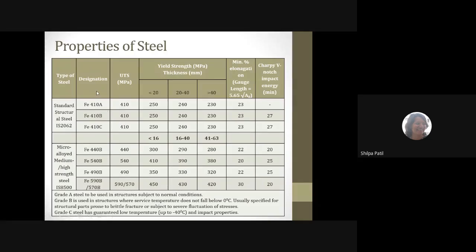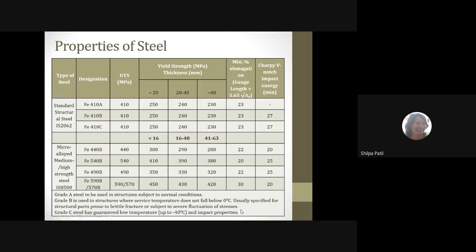Okay, so designation is always used as Fe410, and Fe410 means its ultimate strength is 410 and yield strength is 250. Now there are again three different grades A, B, C. So what is the meaning of A, B, C? These are given at the bottom of the table. Grade A steel is to be used in structures subjected to normal condition, that is for normal environmental condition. Grade B is used in structures where service temperature does not fall below 0 degrees Celsius, but the temperature is lower than the normal room temperature. Usually specified for structural parts prone to brittle fracture or subject to severe fluctuation of stresses.